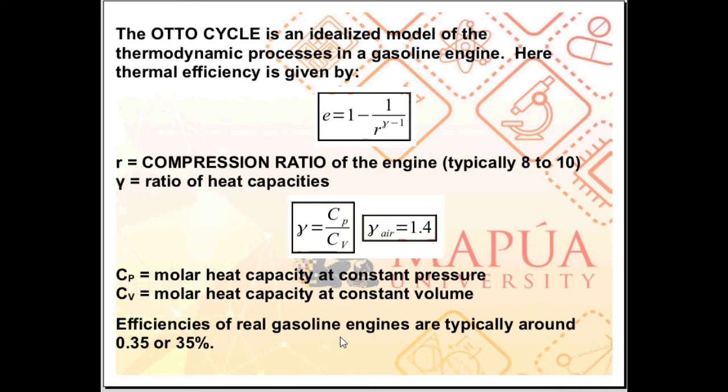Efficiencies for real gasoline engines are typically around 0.35 or 35%. Of course, as technology progresses more and more, the efficiency of engines increases. So it would not be surprising to see gasoline engines with 40% or even 50% efficiencies, but typically the gasoline engine is around 0.35 or 35% efficiency.